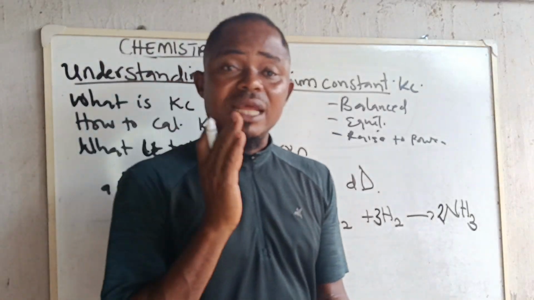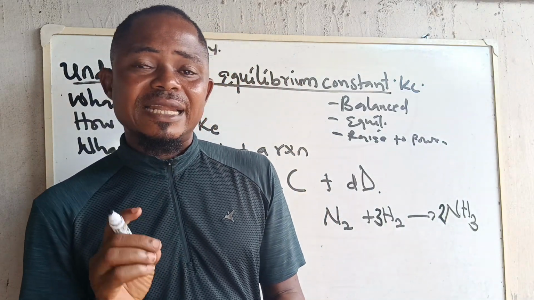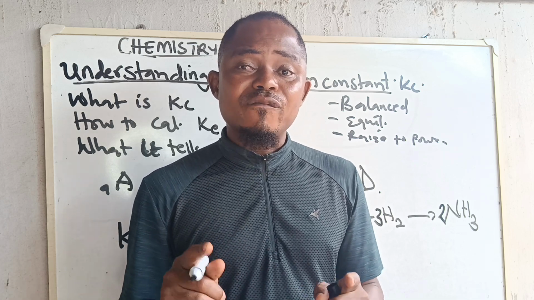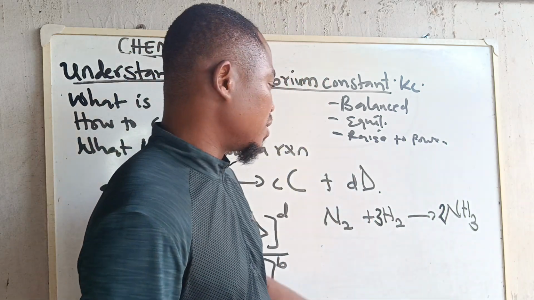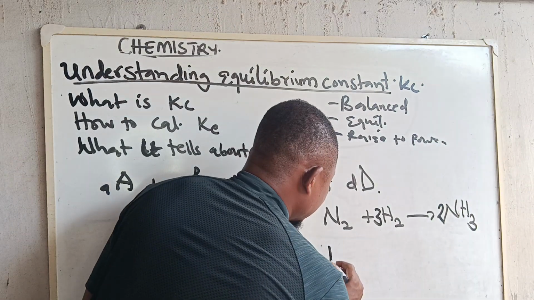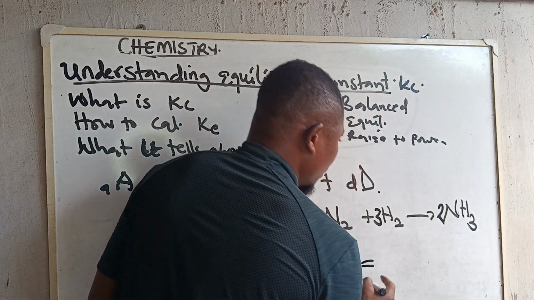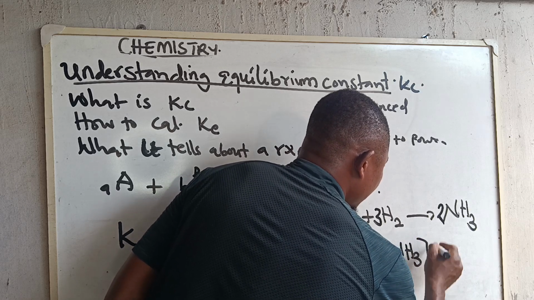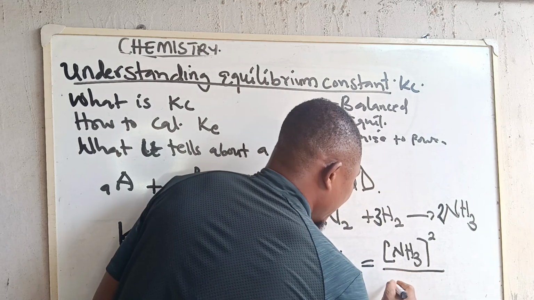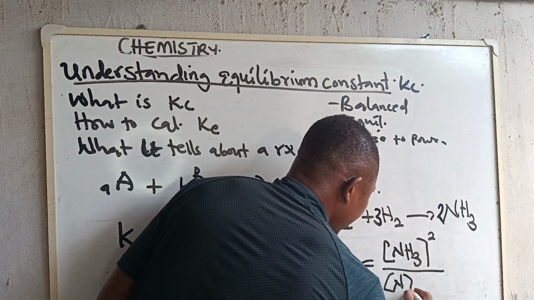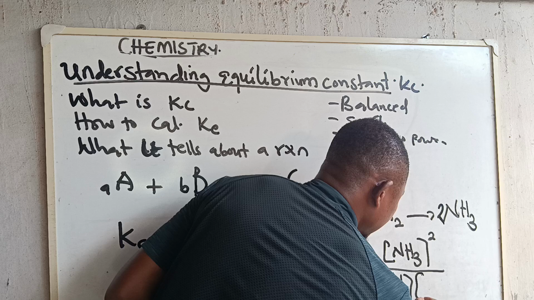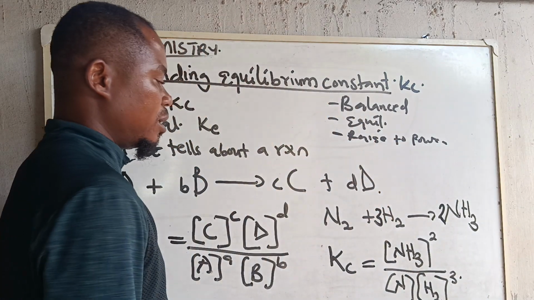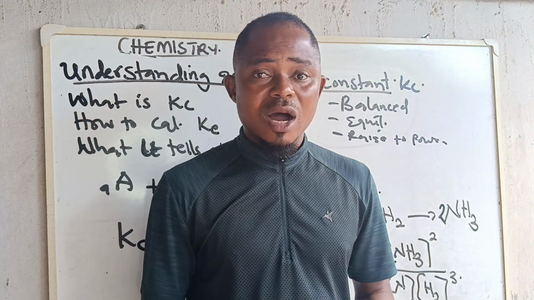Now, Kc is simply the ratio of the concentration of products to that of the reactants at equilibrium, raised to the power of the coefficient of the concentration of each substance in a balanced equation. Now the equation is balanced. Now we write and say Kc will be equals to concentration of product, concentration of ammonia raised to power of what? 2, divided by concentration of nitrogen, only one here, so we don't need to write anything. Then concentration of hydrogen raised to power of what? 3. So that is how to derive our Kc.